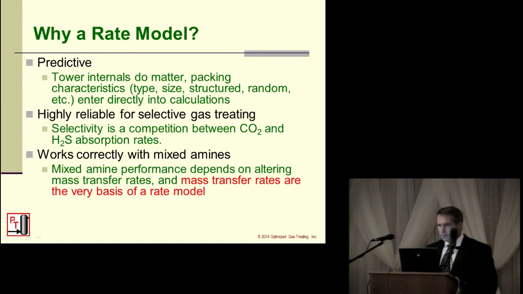So why rate model? Again, I'm probably preaching to the choir at this point, but the predictive power, if you want to know what a different type of tray will do in the same column, maybe you need to reuse your support rings. You can switch it out in less than a minute, probably tell what the difference is. In the case of selective gas treating, I would argue that a rate model is the only way to do this reliably. And because it's not taking any shortcuts even at the chemistry level, it works right with mixed amines.